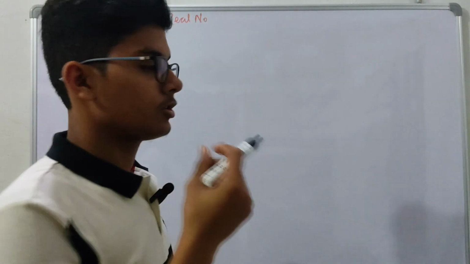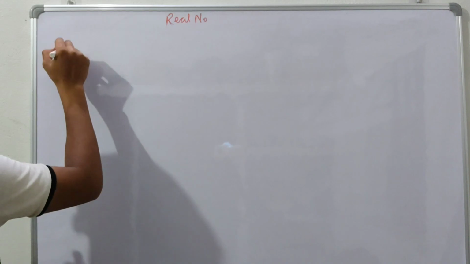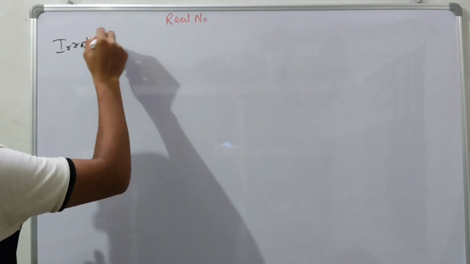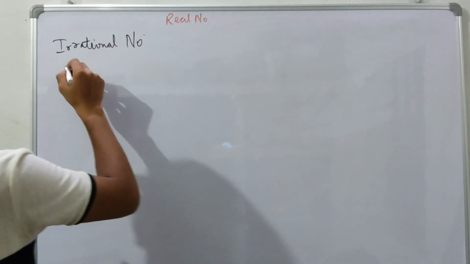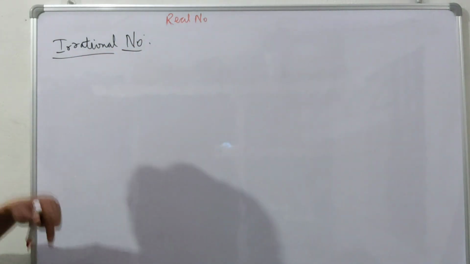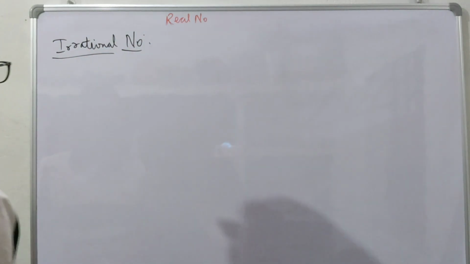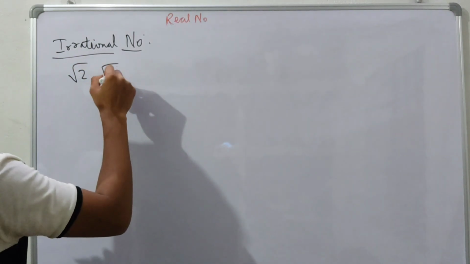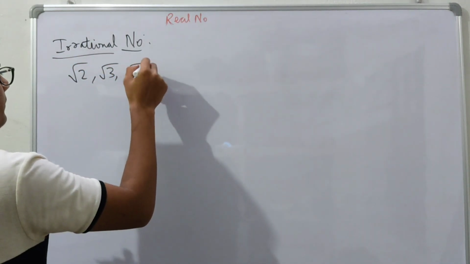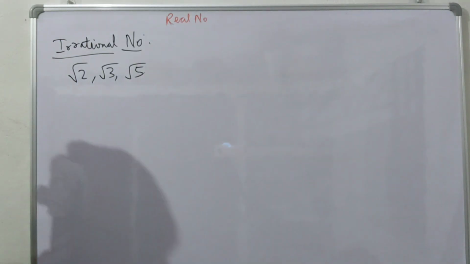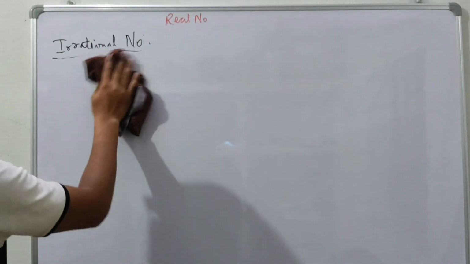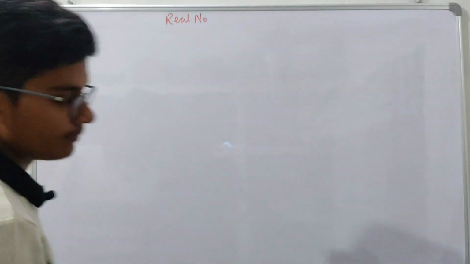Moving ahead in the topic, what we have to do? We have to now visit irrational numbers. So what is an irrational number? We saw in the earlier videos √2, √3, √5. These are irrational numbers. Now we have to see how to prove that some number is an irrational number.